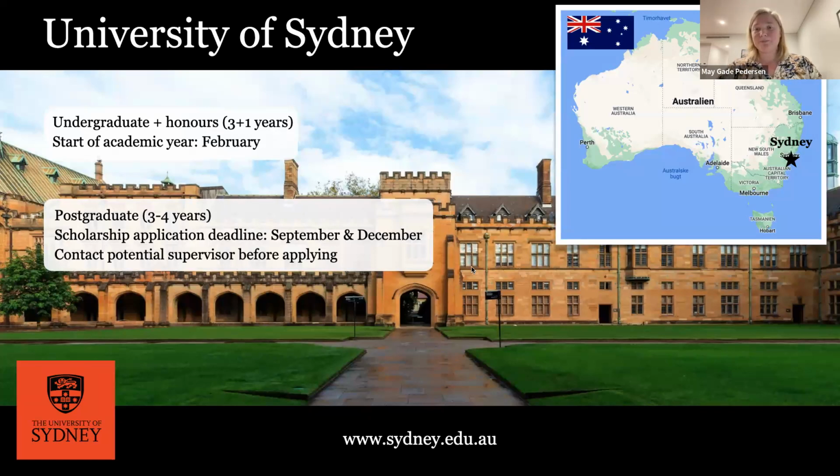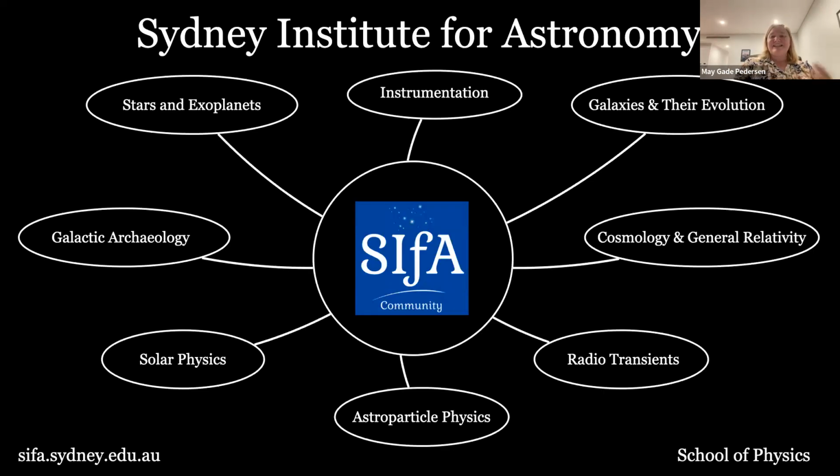Now, if we look at the Sydney Institute of Astronomy, there are various research fields being undertaken at the university, at the School of Physics. It covers stars and exoplanets. There's also instrumentation, galaxies, galactic archaeology, radio transients, solar physics, and astroparticle physics. So there are a lot of different fields.